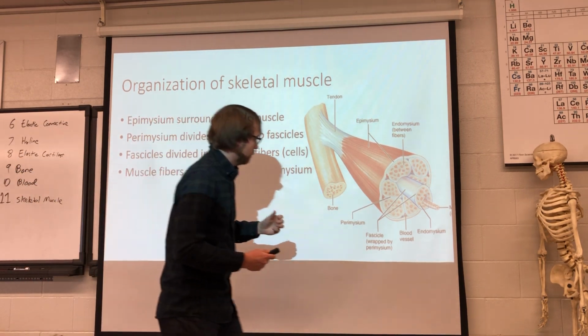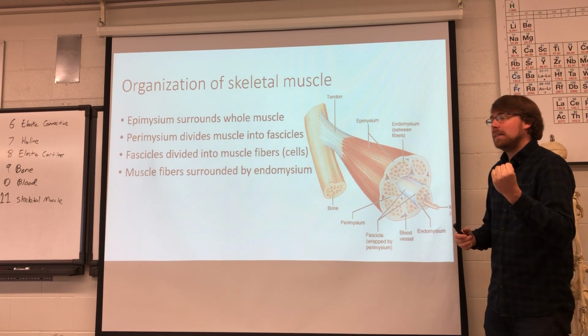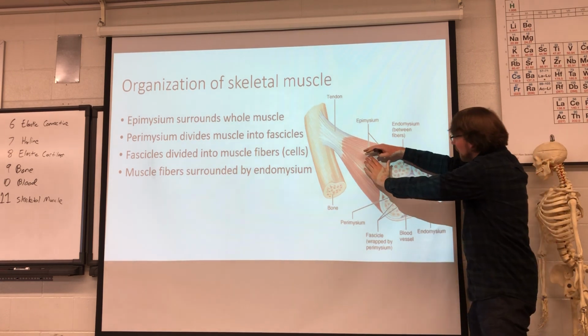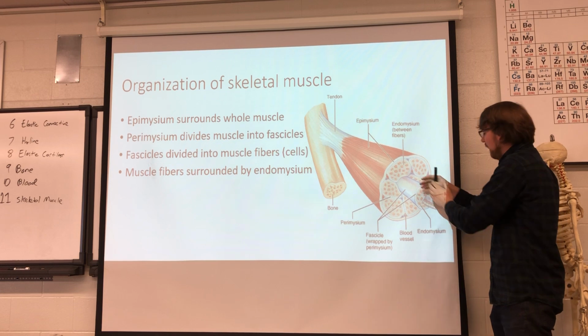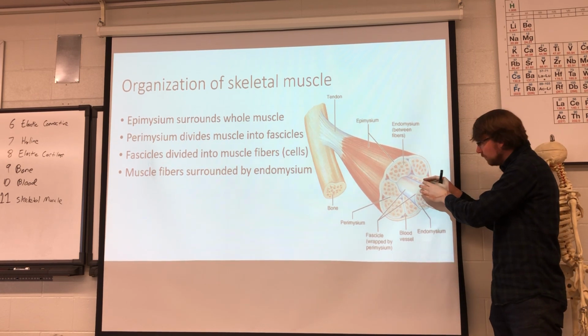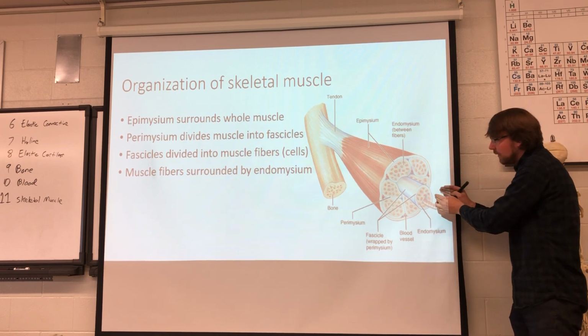So there are 3 different types of connective tissue layers that are doing surrounding. Epimysium is surrounding the whole muscle. Perimysium is surrounding a fascicle. And then we have endomysium is surrounding a muscle cell.